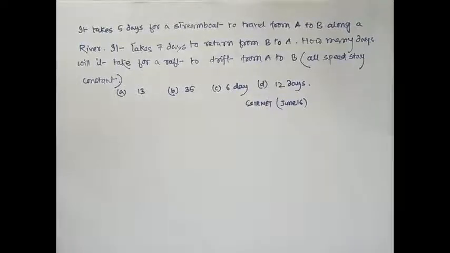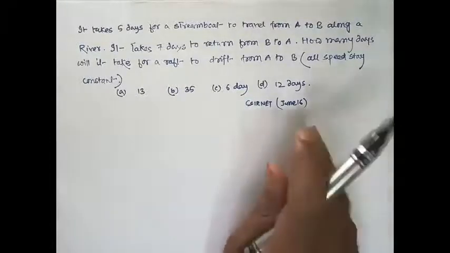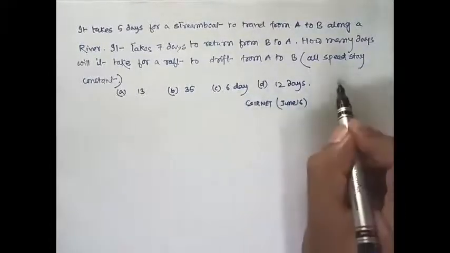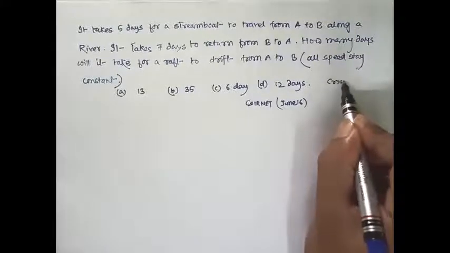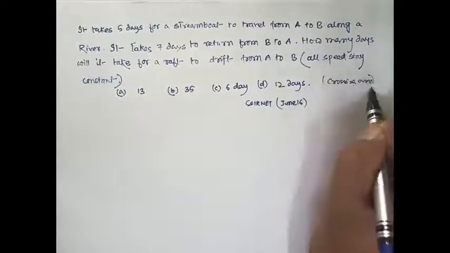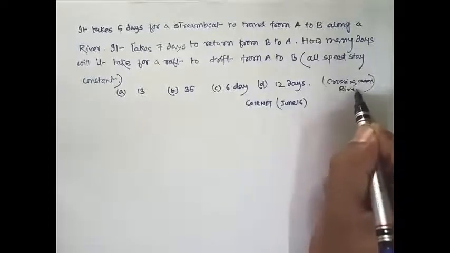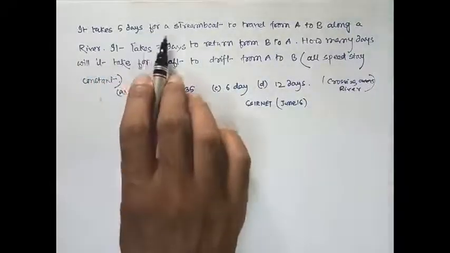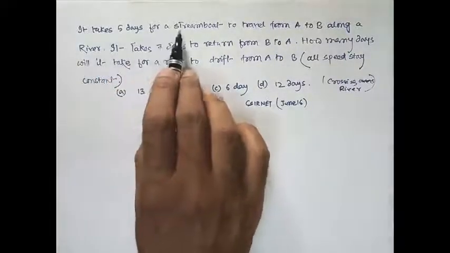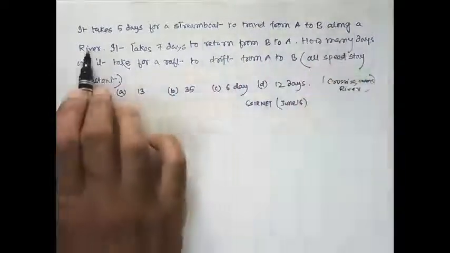This question was asked in CSIR NET in June 2016. This is a very good question from the topic of crossing of rivers or boats. In this question it is said that it takes 5 days for a steamboat to travel from A to B along the river.